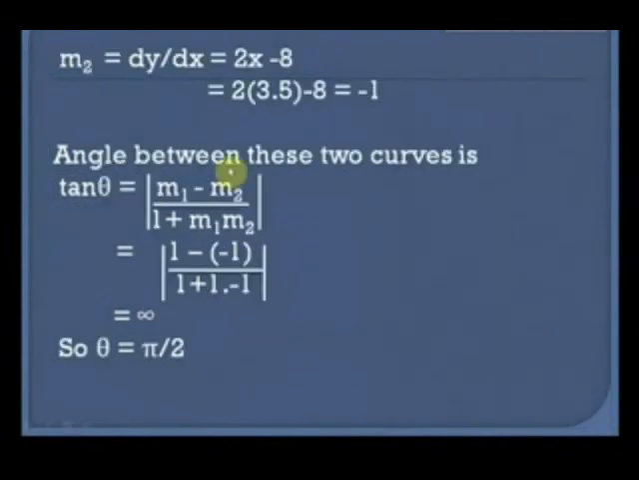Similarly, m2 is equal to 2x minus 8, and when we put x equal to 3.5 here, we get m2 equal to minus 1. Thus the angle between these two curves is tan theta equal to modulus of (m1 minus m2) divided by (1 plus m1 into m2), which is nothing but equal to infinity. Therefore tan theta is equal to infinity and so theta would be equal to pi by 2. Thus the angle between these two tangents is pi by 2, and thus we can say that the angle between the curves is pi by 2.